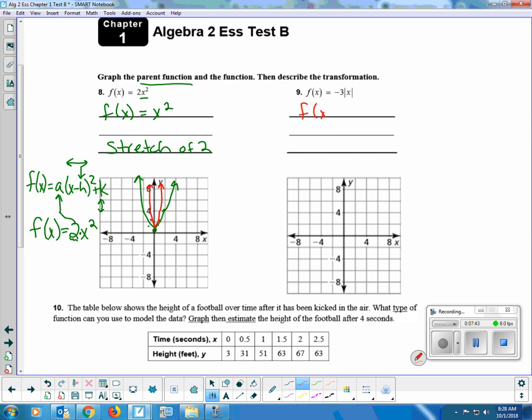Parent function for number 9 is the absolute value of x, which is a V of perfect diagonal. Again, it looks like it's just the a that changed, so it should be a stretch of 3. And what does the negative tell us? It's a reflection. So it should flip. So it's going to be skinnier, so it's going to go up 3 over 1 this time, up 3 over 1, because it's stretching 3 over 1, and it's a reflection.